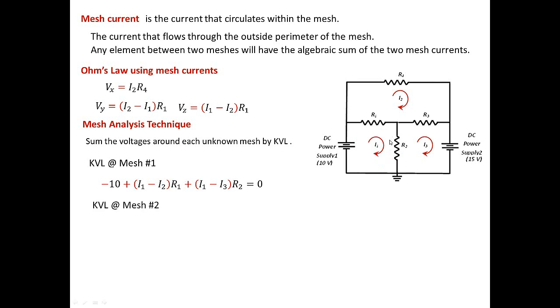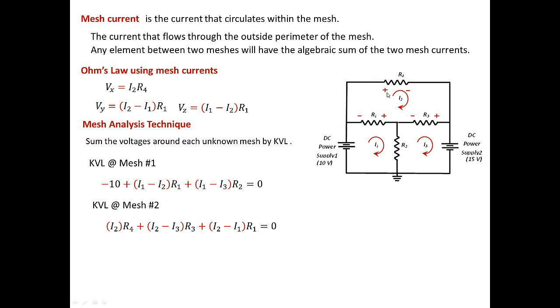Now I'm going to go to the second mesh equation, which is over here. I'm going to sum the voltages around this mesh equals 0, but now I will use I2 as a reference that causes the voltage drop. The voltage drop across R4 is caused by I2, so I will have plus I2 times R4. Then the voltage drop across R3 is caused by I2, so I will have plus I2 minus I3 times R3, plus the voltage across this resistor, which is I2 minus I1 times R1. And that will equal 0.